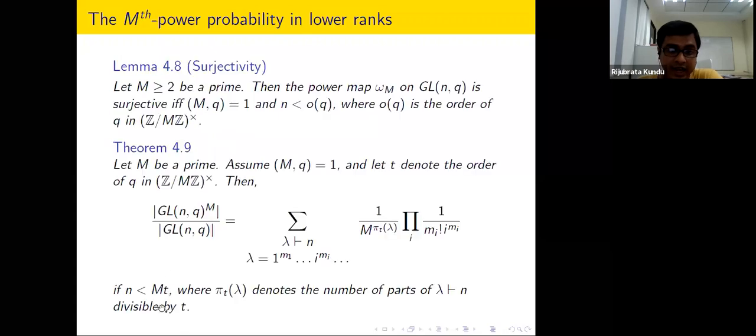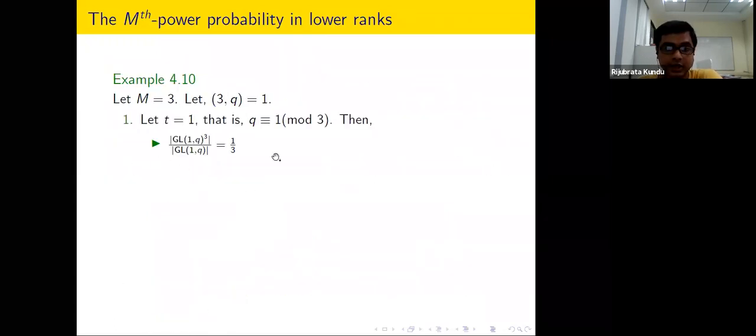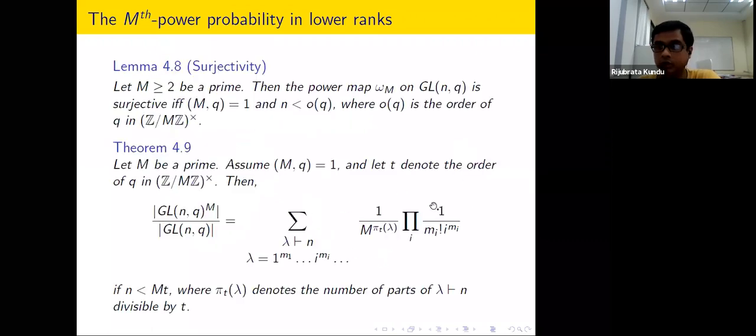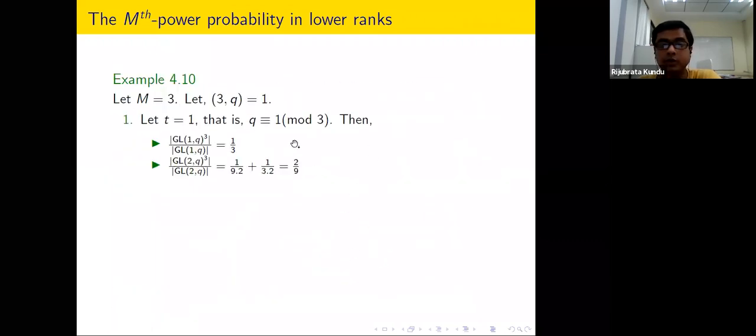So n is less than mt, right? This is the condition here. So m is 3 and t is 1, so we can only write the equality for n less than 3, which is 1 and 2. So 1 is this case and 2 is this. This is how you can calculate it. So GL2 over Fq by this is this plus this, which comes from this formula actually. If you compute this formula, you get this, which is basically 2 by 9.